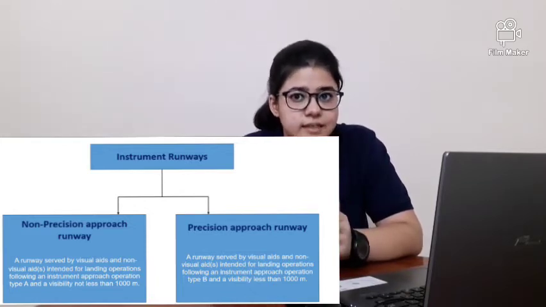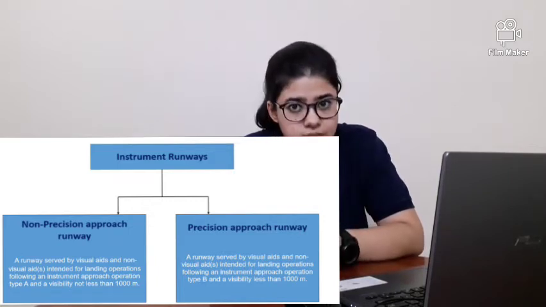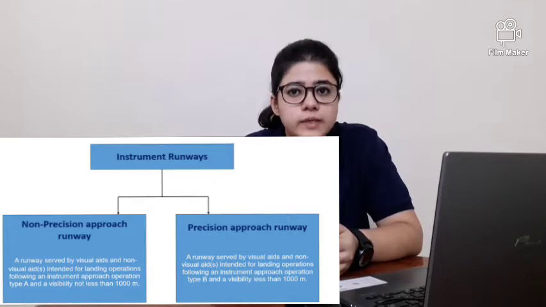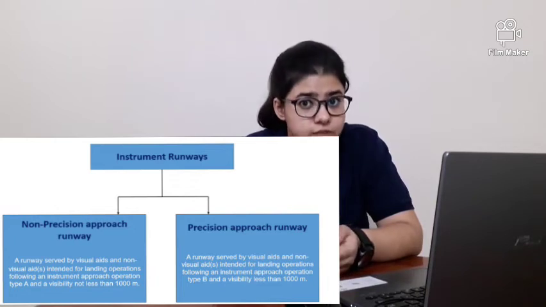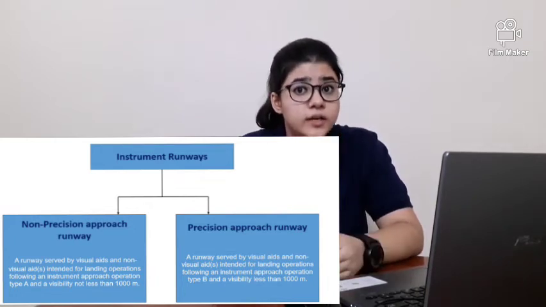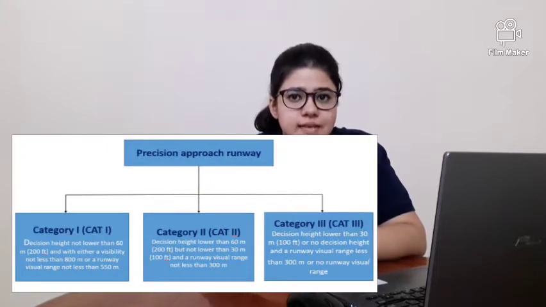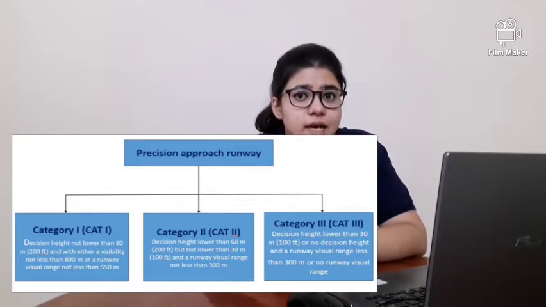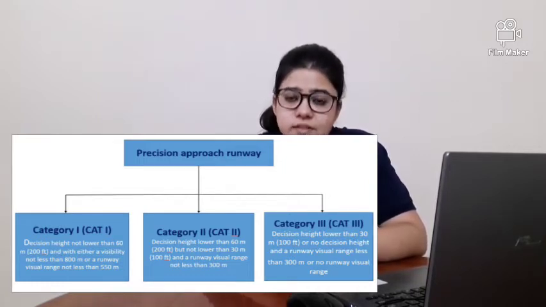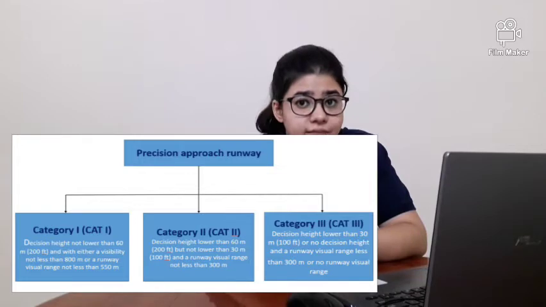The other category, that is precision approach runway, are the runways that are served with visual aids as well as non-visual aids following an instrument approach operation type B and a decision height not less than 60 meters and visibility not less than 800 meters, or a runway visual range not less than 550 meters. Further, the precision approach runway is divided into three categories, that is category 1, category 2 and category 3. Under category 1, the decision height is not less than 60 meters and the visibility is not less than 800 meters with a runway visual range not less than 550 meters.